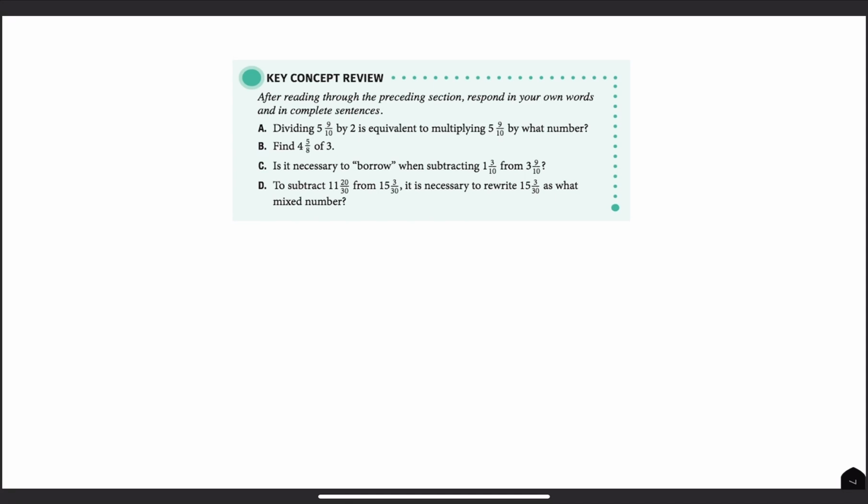Now let's review. Dividing, this is A here, dividing 5 and 9/10 by 2 is equivalent to multiplying 5 and 9/10 by what number? Multiplying by 1/2, which is the reciprocal of 2. B. Find 4 and 5/8 of 3. Of means multiplication. So basically they're saying multiply 4 and 5/8 times 3.